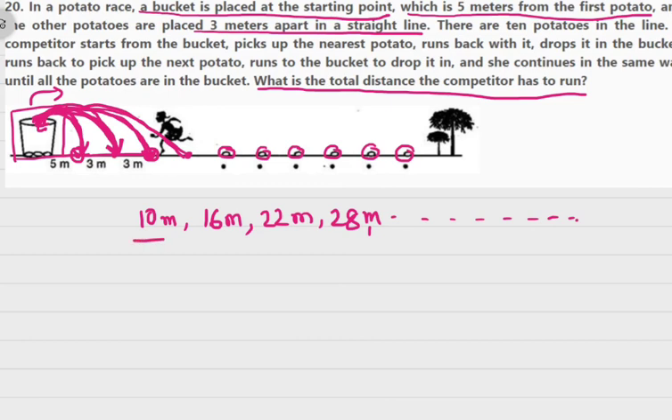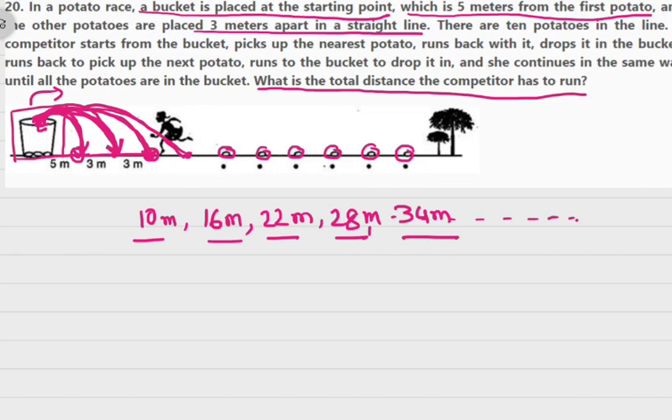Now children, you can see how this distance is moving. See, 10, then 16, then 22, then 28. That means the competitor has to travel 6 meters more every time when picking up the next potato and putting it down. So after this 28, you will get 34 meters for the next potato. Like this, the competitor is moving. Now you have to find out the total distance the competitor has run.